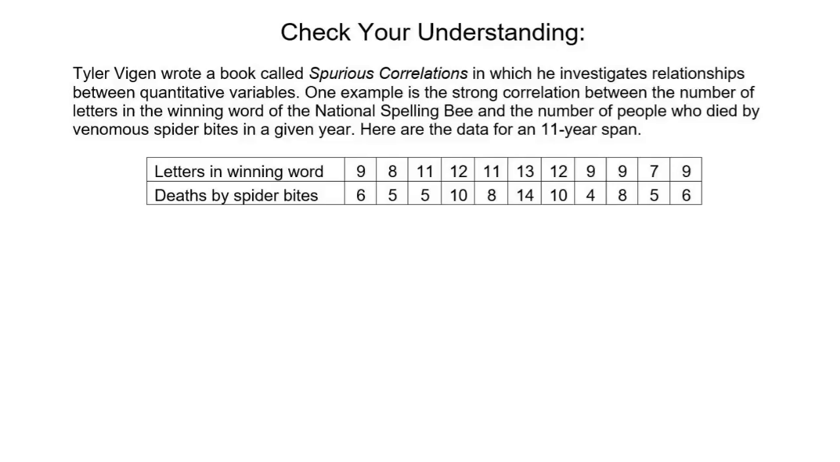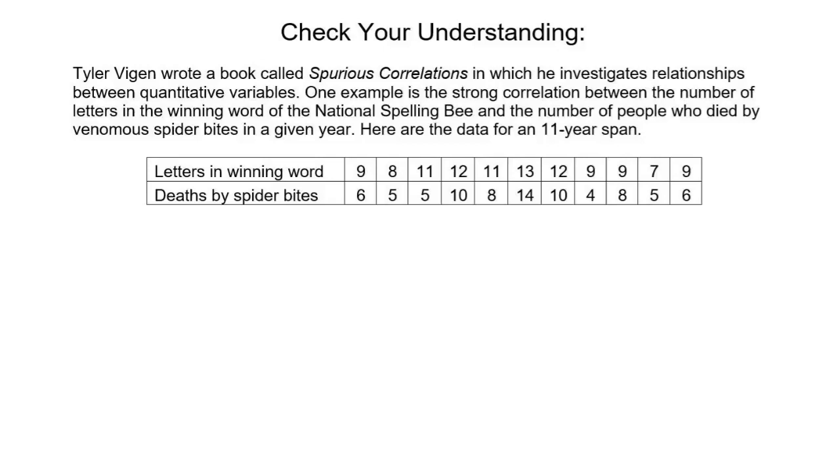Tyler Vigen, this is true, by the way, wrote a book called Spurious Correlations, in which he investigates relationships between quantitative variables. One example in the book is the strong correlation between the number of letters in the winning word of the National Spelling Bee and the number of people who died by venomous spider bites in a given year. Here are the data for an 11-year span: letters in the winning word, and in that same year, the deaths by venomous spider bites.